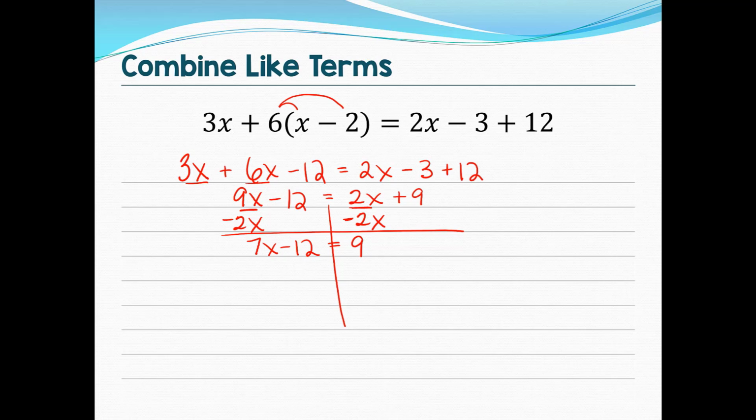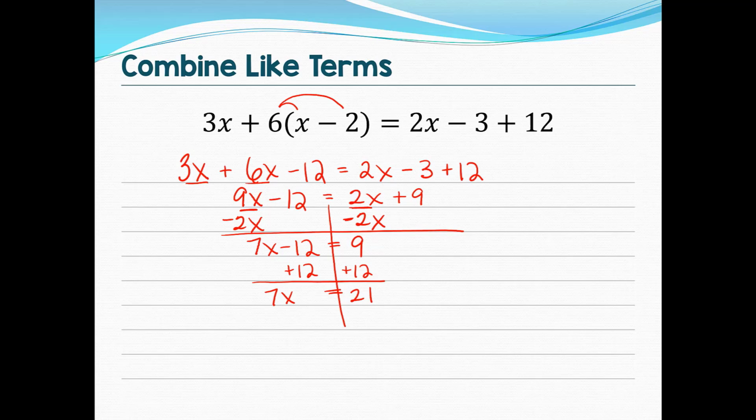All right, now I'm going to look back at my variables over here. So I'm going to move this number 12 to the other side. Opposite of minus 12 is plus 12. I'm going to do that to both sides. And 12 plus 9 is 21.